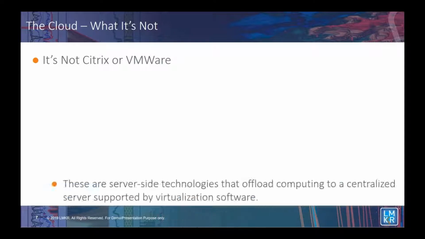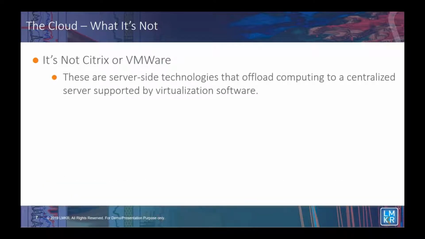So what it's not: the cloud is not Citrix and it's not VMware. These are server-side technologies that offload computing to a centralized data server. This is often supported by virtualization software. GeoGraphix and GVERSE run very well on Citrix. Over the years, a lot of folks have moved to Citrix. It's a wonderful technology, but that's not really what we're talking about here. We're talking about requisitioning machines. So your machine is on the internet someplace, probably in a different state, and you're using that machine remotely.